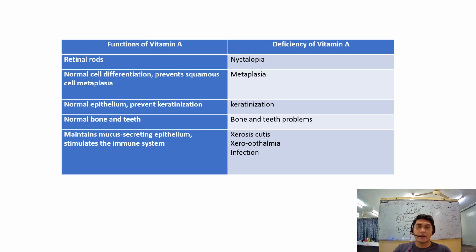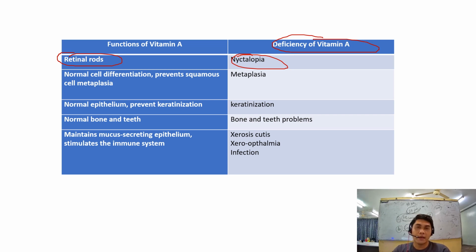Now, regarding functions and the effect of vitamin A deficiency, let's start with the function of vitamin A. First is retinal rods. It's important in the maintenance of the health of your retinal rods. So if you're deficient in vitamin A, you'll experience nyctalopia, or night blindness.